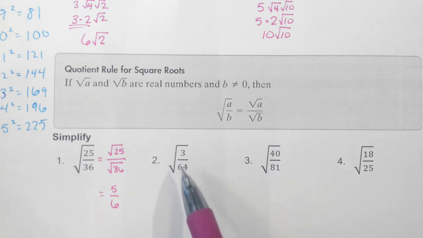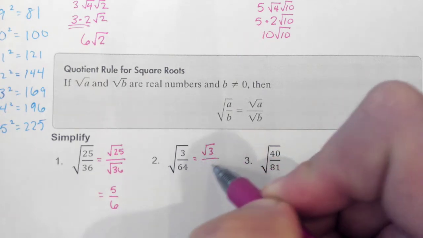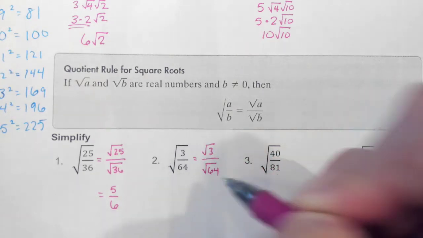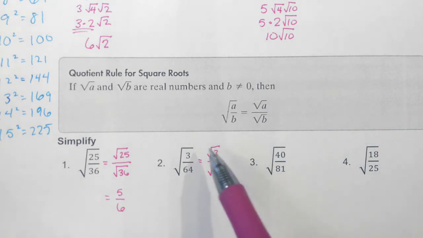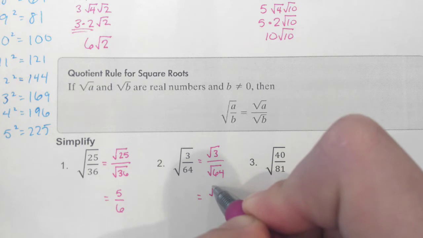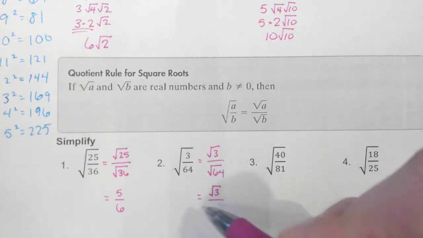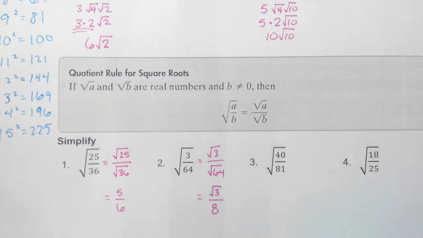On number 2, again, start by separating the radical into the numerator and the denominator. You look at the numerator, and there's no perfect square that divides 3 since it's a prime number. So it's going to stay the square root of 3 in the numerator. In the denominator, the square root of 64 is 8.